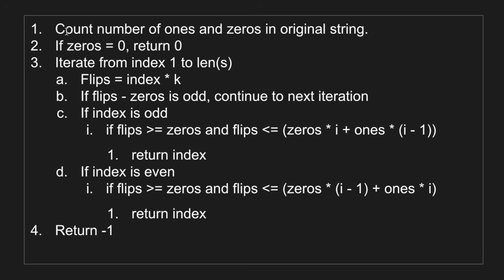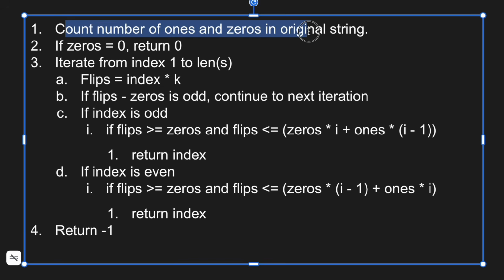What we can do is count the number of ones and zeros in the original string, and if there are no zeros, then we can return 0 operations because the string is already all ones. And now we can iterate from 1 to the length of s, meaning from 1 operation to length of s operations.